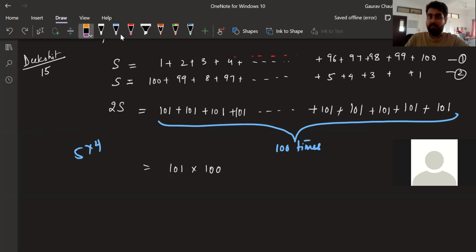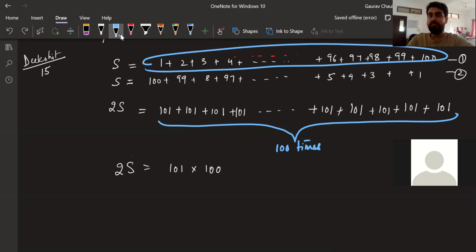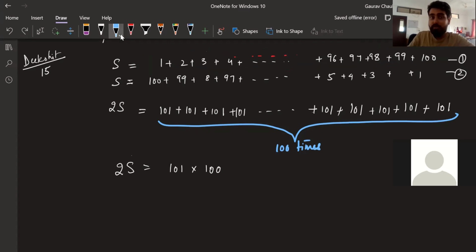Multiplication is repeated addition. Now that gives us, but I want you to observe very carefully. On the left hand side, I still have 2s. I have to find s only. I don't have to find 2s. I have to find s because s is the sum. This sum of first 100 terms you have to find. I have got 2s now.